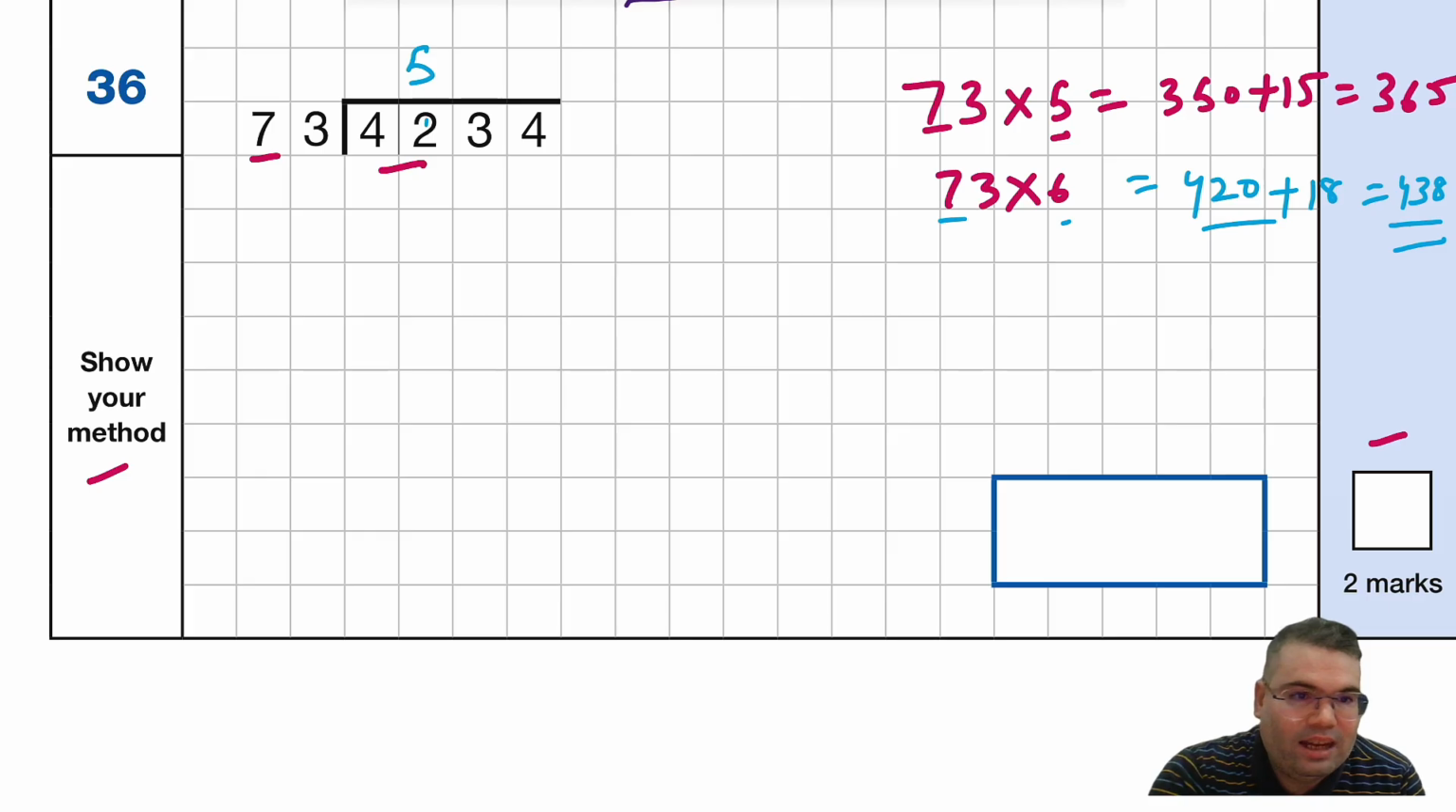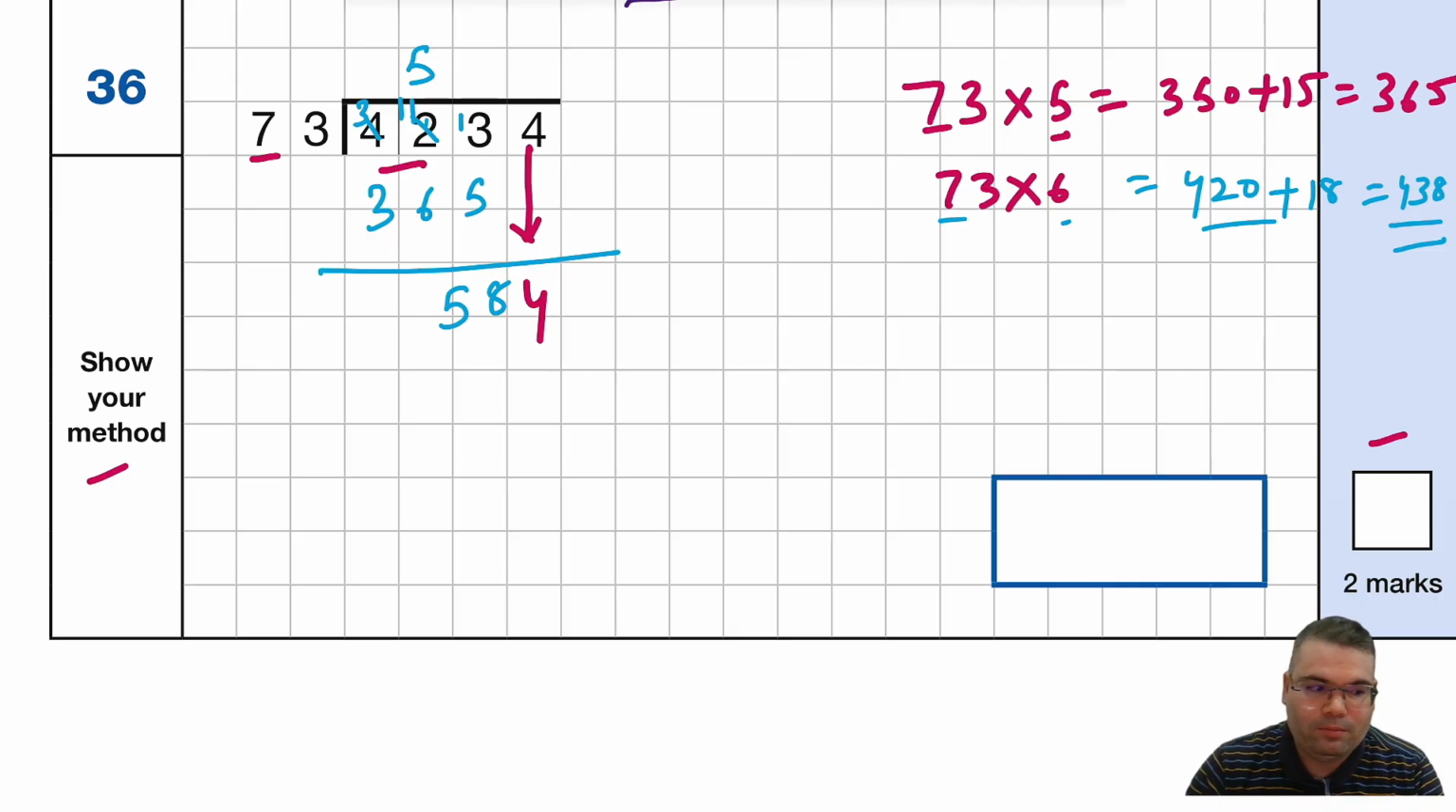Now 73 times 5 is 365. Okay. So let's just subtract. So 13 take away 5 is 8 and it becomes 1 here. Now we need to carry 1. So it becomes 11 and it becomes 3 here. 11 take away 6 is 5. So our answer is 58, right? Now let's just carry this 4 here. So it becomes 584.